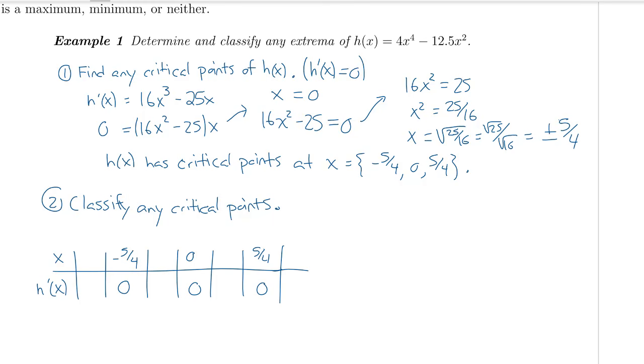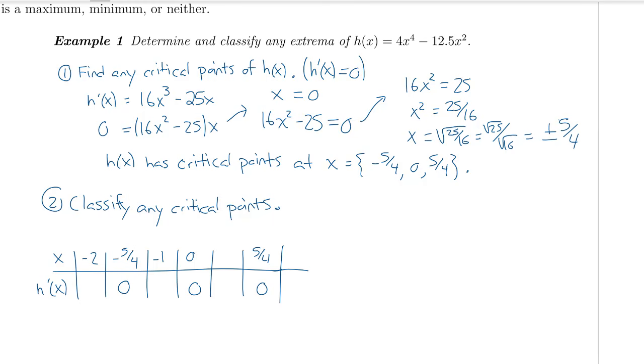And then how do you choose test points is kind of the next question. And I like to just use the nearest integer to the left and to the right. So negative 5/4 is negative 1.25. So negative 2 is a good choice there. And negative 1 to the right. If you don't like negative 1, for example, you could choose negative 1/2 or something like this.